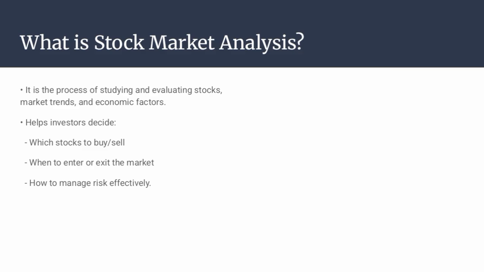Technical analysis. On the other hand, technical analysis doesn't focus on company performance. Instead, it studies historical price charts and market trends. It assumes that history repeats itself, meaning past price patterns can predict future movements. Some common tools used in technical analysis are moving averages, relative strength index, and MACD. For instance, when the 50-day moving average crosses above the 200-day moving average, it's called a golden cross, which signals a possible price increase.